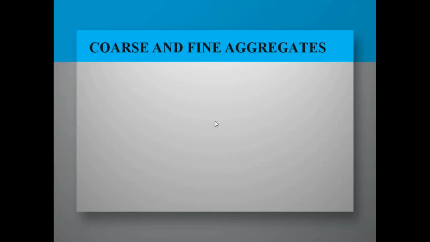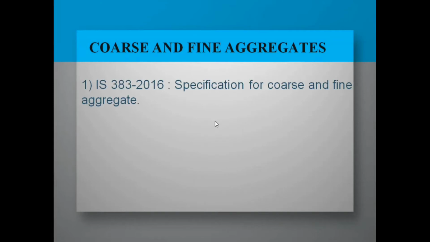Next construction material, coarse and fine aggregates. The important code for aggregates is IS 383 2016, specification for coarse and fine aggregates. IS 383 2016 covers aggregates from natural sources, the major variety used for making concrete, mortar and other applications. So, this Indian standard has been formulated to cover requirements for aggregates derived from natural sources and other than natural sources.